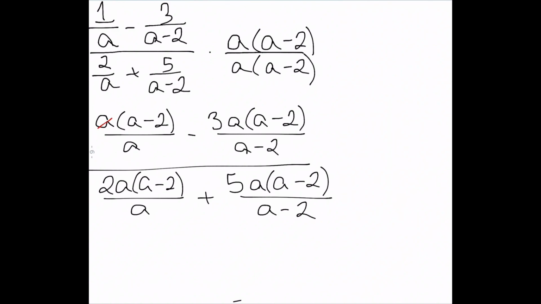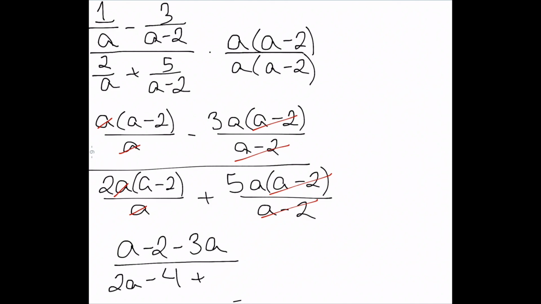Canceling appropriately, the first fraction has a's, the second one a minus 2, third one is a, and fourth one is a minus 2. Now on the top, I'm left with a minus 2 minus 3a. The bottom, the first fraction has a 2a minus 4. The second one has a 5a. And I can simplify this a little bit further. A minus 3a is negative 2a minus 2. The bottom, 2 plus 5 is 7a minus 4.